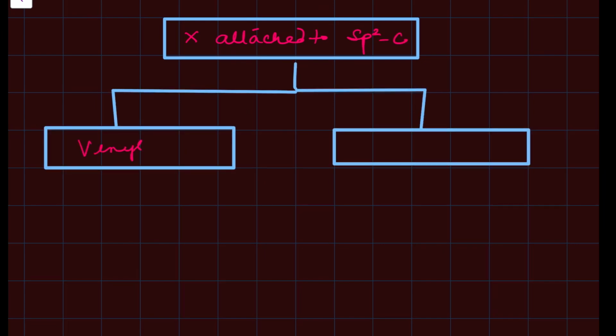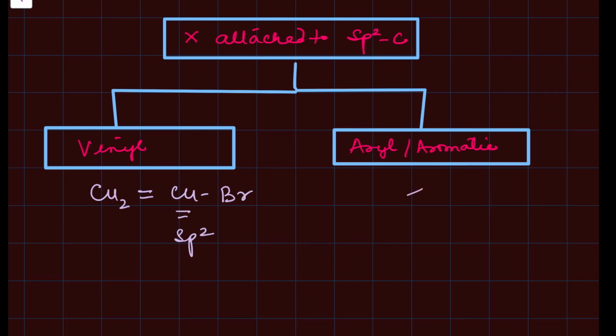We have vinyl and we have aryl, what we call aromatic, which was the main classification above. Again it will have two classes. First let me write vinyl. This is vinyl. This is vinyl bromide, directly attached to sp2. In aryl, this is directly attached to sp2. Here we have categories which will be taken in aromatic separately, but directly attached to sp2 is going to be this only.